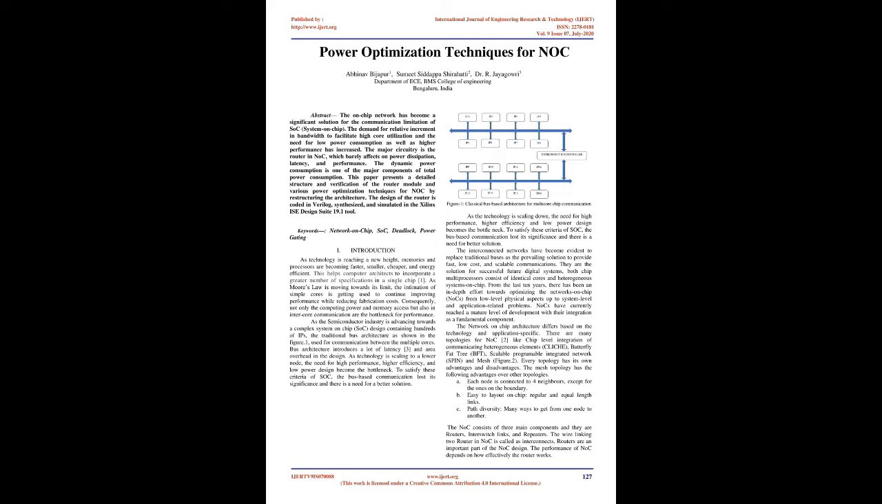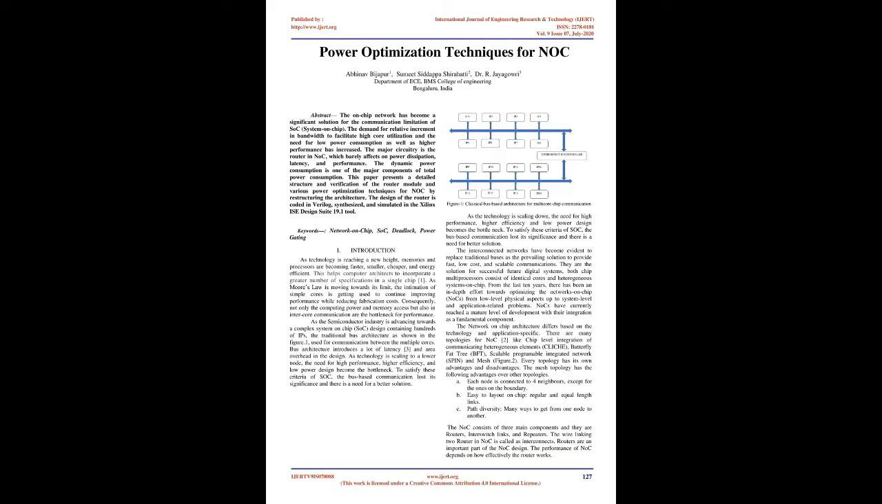Introduction. As technology is reaching a new height, memories and processors are becoming faster, smaller, cheaper, and energy efficient. This helps computer architects to incorporate a greater number of specifications in a single chip. As Moore's law is moving towards its limit, the integration of simple cores is being used to continue improving performance while reducing fabrication costs. Consequently, not only the computing power and memory access but also inter-core communication are the bottleneck for performance.